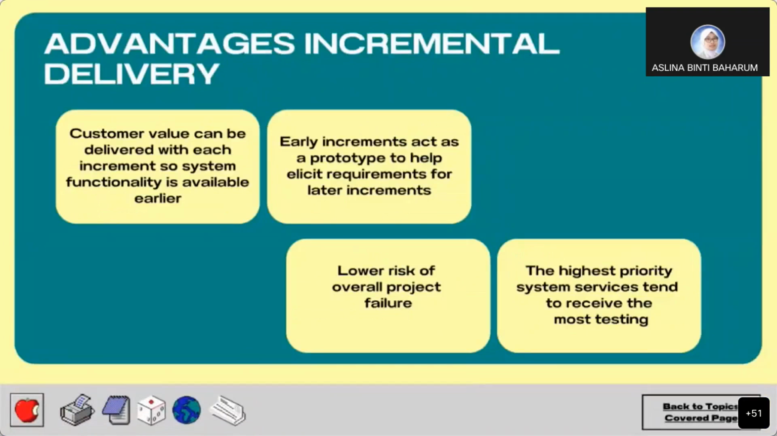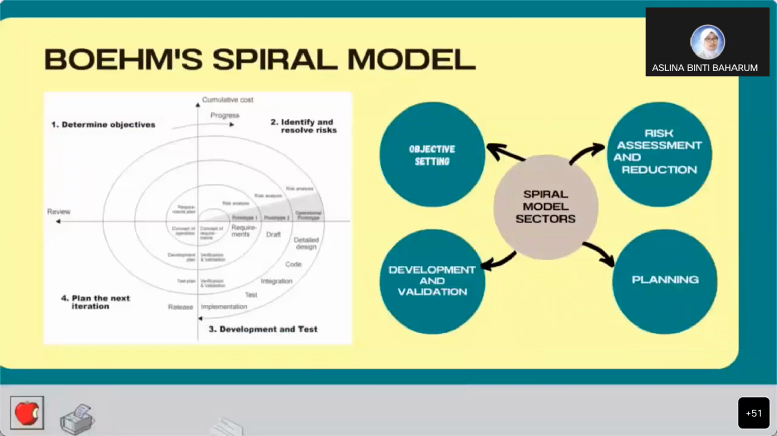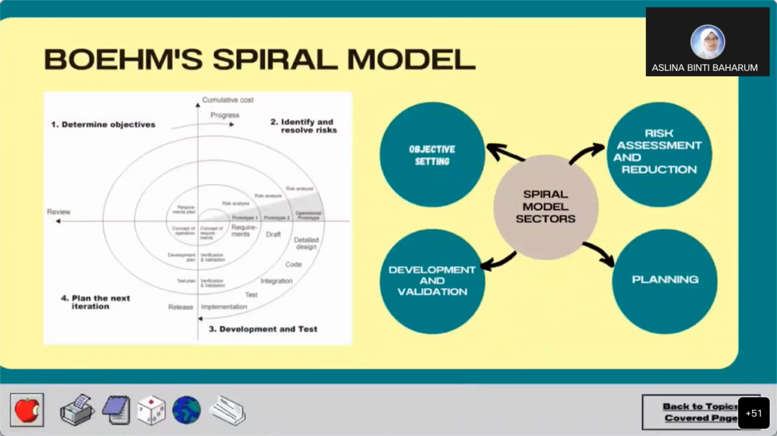So what are the advantages of incremental delivery? Customer value can be delivered with each increment, so system functionality is available earlier. Early increments act as a prototype to help elicit requirements for later increments. We can also lower the risk of overall project failure, and the highest priority system services tend to receive the most testing. So this is Boehm's spiral model.